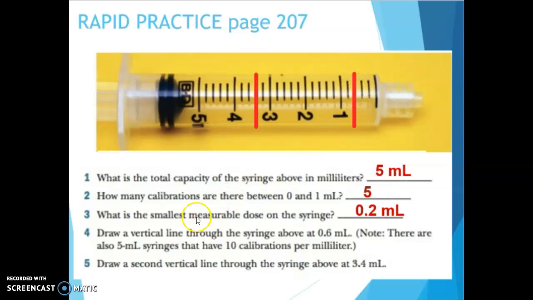Okay. Now number 5 said to draw a second vertical line at 3.4. So if this is 3, realize we're not going to go 4 past it. That would be 3.8. We are counting by 0.2s. So it's 3, 3.2, 3.4 will be the second line after 3. Alright, let's do one more of these.